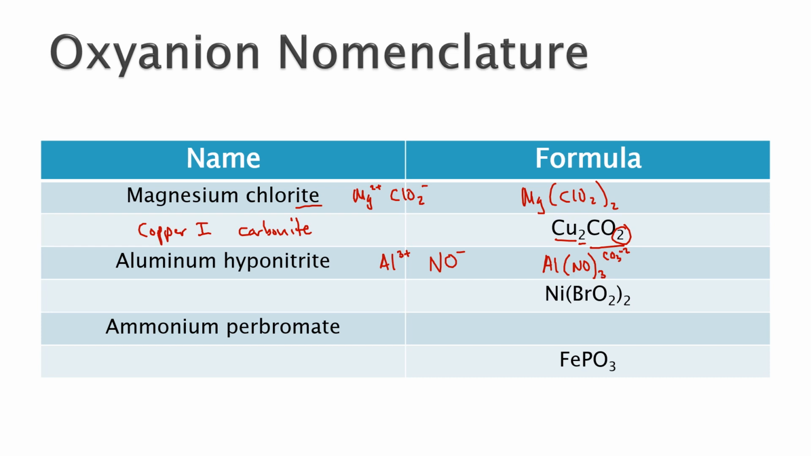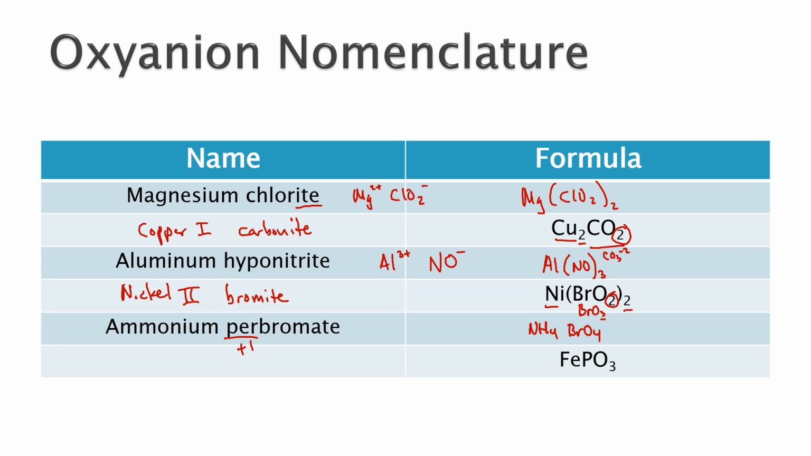So we got BrO2. Now bromate is BrO3, so we took 1 off. So instead of bromate, this is going to be bromite, and this is the nickel with a charge of 2. So nickel 2 bromite. Now we got ammonium perbromate. So per means that you add 1, right? So it's going to be NH4 and then BrO4 because we went from 3 to 4. And both of those have 1 as their charge. So ammonium's +1, perbromate is -1, so you only need 1 of each.